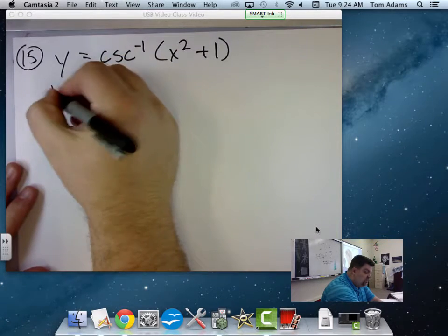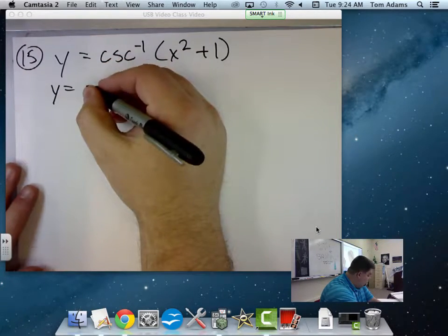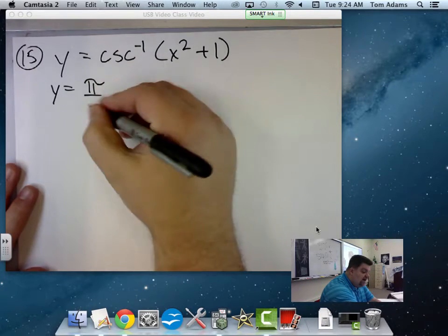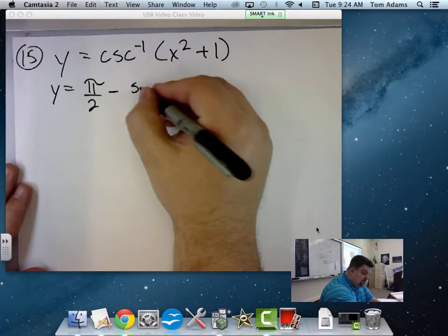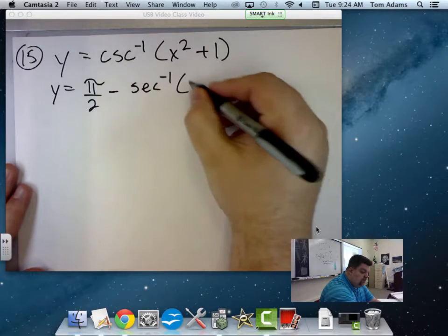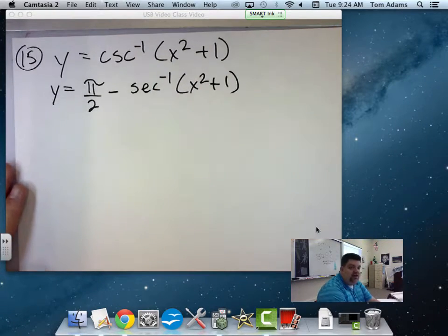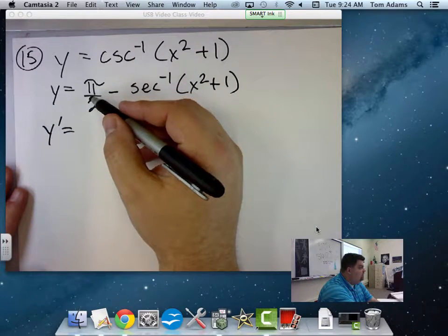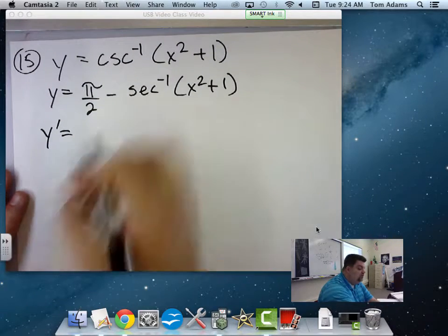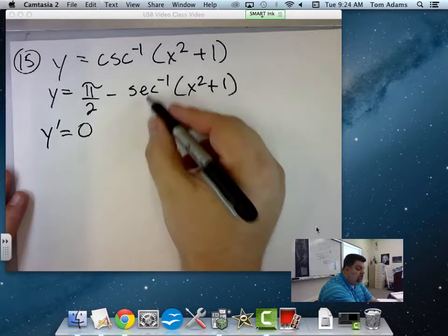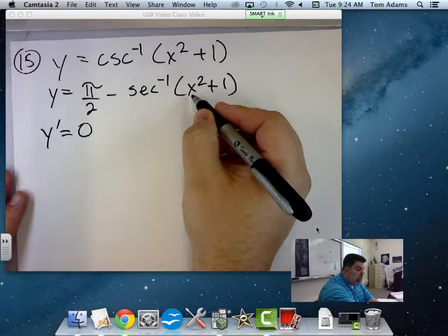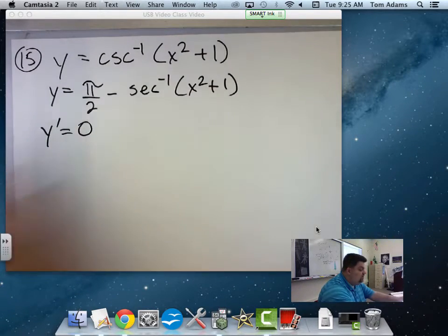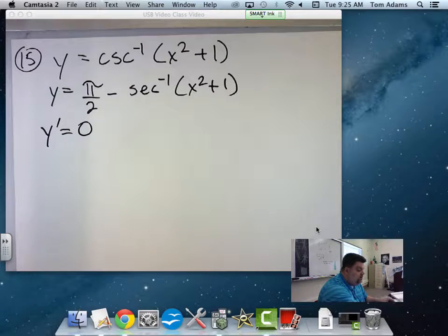So we could also think of that as y is equal to, here is the cofunction identity, pi over 2 minus secant inverse of the stuff. Right? So now when I go to take y prime of this, what happens to pi over 2? What's the derivative of pi over 2? 0. And then the derivative of secant. And then we have the negative sign that goes to the front too. So we've got a negative sign. So I need to figure out what the derivative of secant is.